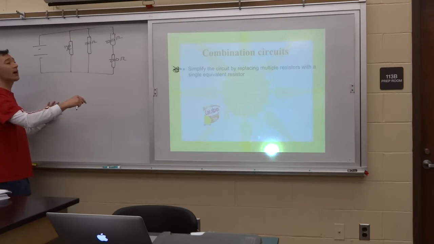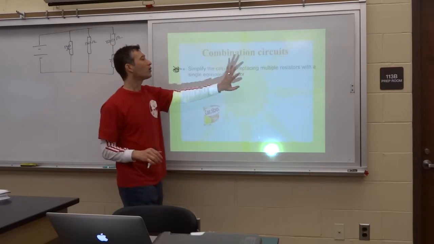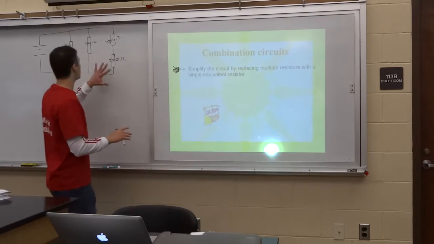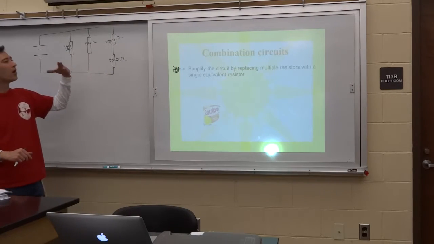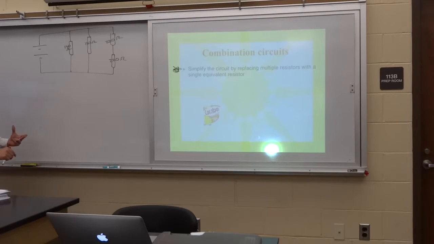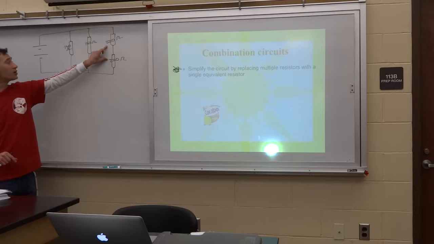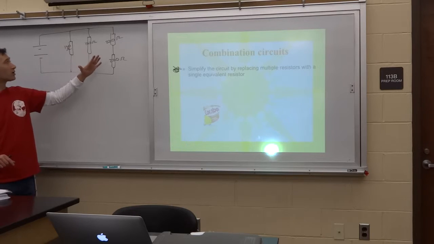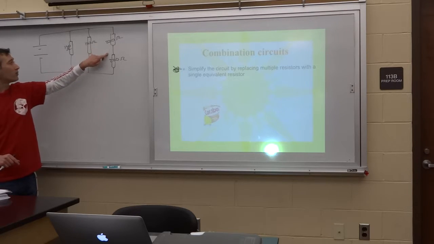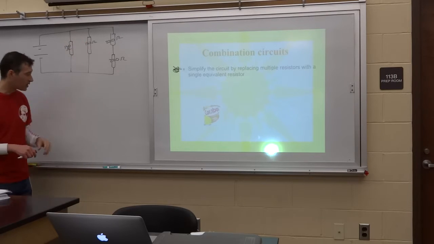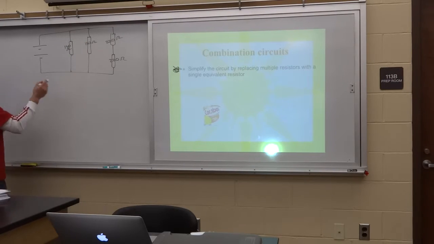We said the only thing we need to care about is replacing multiple resistors that are causing this to be not series or not parallel with a single resistor. So we need to do something about this branch, because this branch is preventing this entire circuit from being parallel. So what do we do? We replace it with what? 440. We replace it with a 440 ohm resistor.